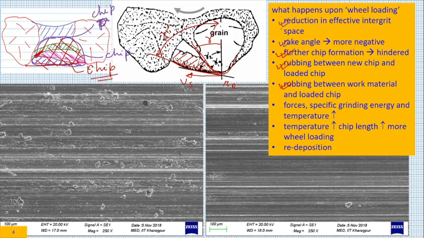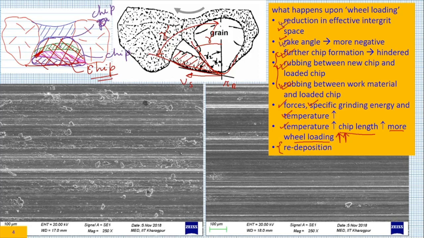All this reduction in intergrid space, more rake angle, and all these would lead to increase in force. If force increases, increase in specific energy, increase in temperature. If temperature increases, what would happen? The work material would become more ductile, because at higher temperature ductility increases. So chip length would increase, so the chance of wheel loading would become more and more. So that is another problem.